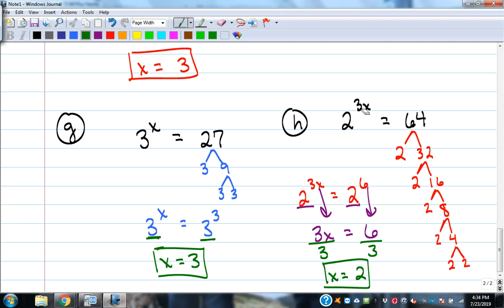And if I went back and plugged that into my original problem, it'd be 2 raised to the 3 times 2 power, which is 2 to the 6th. And we already know that, hey, 2 to the 6th is 64. We worked it out to find that. So we're trying to change the base so that they're the same.